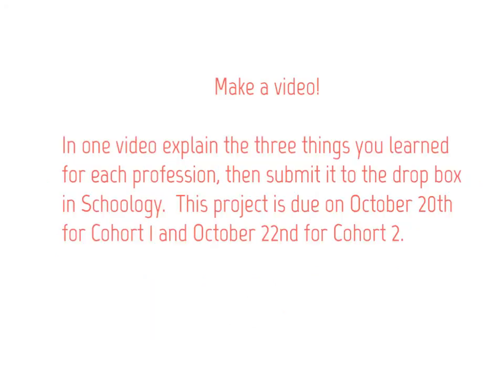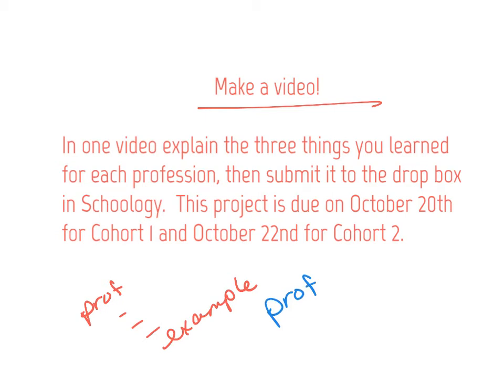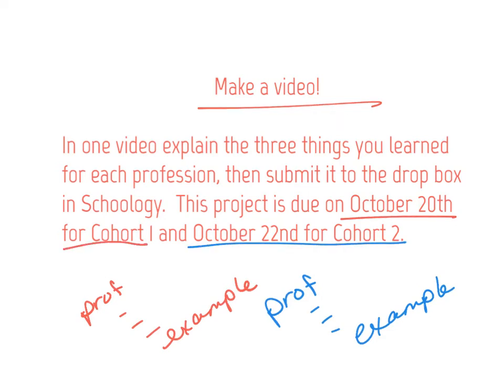And then you're going to put it all in a video. So starting with one video, you're going to explain one profession, the three things you learned about them, and then the example. Then you're going to do it for the other profession, whether it's small numbers or large numbers, I don't care. Do one profession, then the next, 3 examples, and how you go from standard form to scientific notation. Cohort 1, your project is due on the 20th. Cohort 2, your project is due on the 22nd. Make sure you pay attention to those dates.